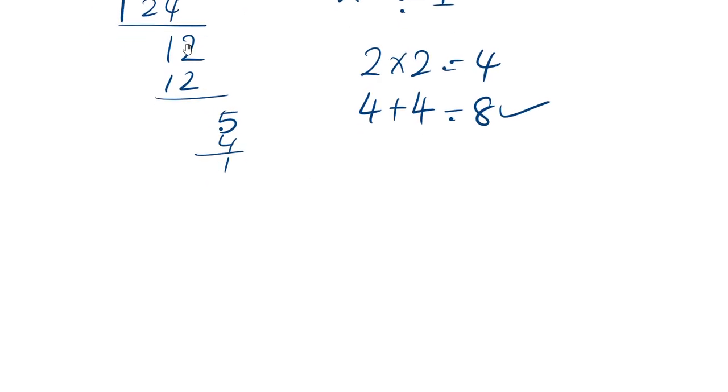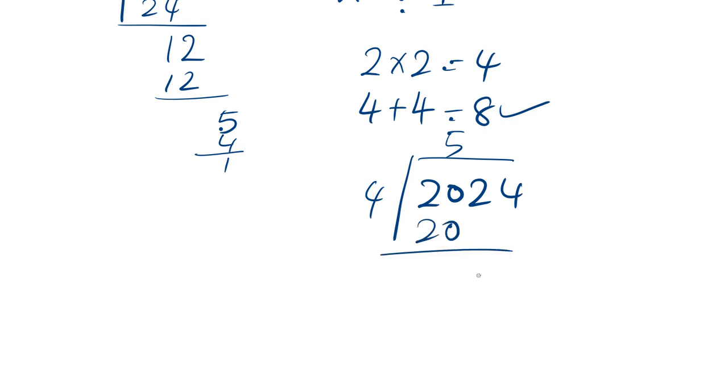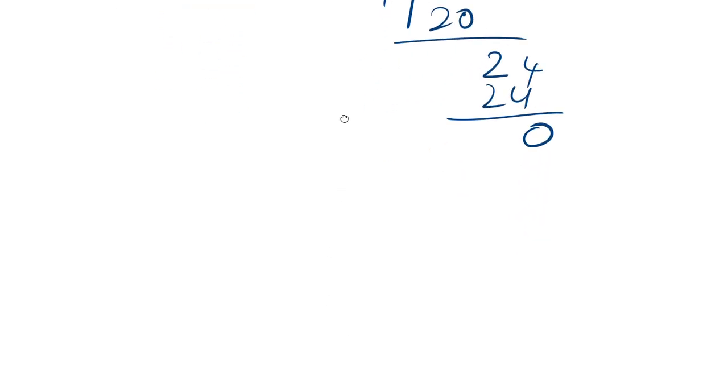We can check 2024 divided by 4. 4 times 5 is 20. Bring down the next digit. 0 4. Bring down the next digit. 4 times 6 is 24. So remainder is 0. That means this number is divisible by 4.